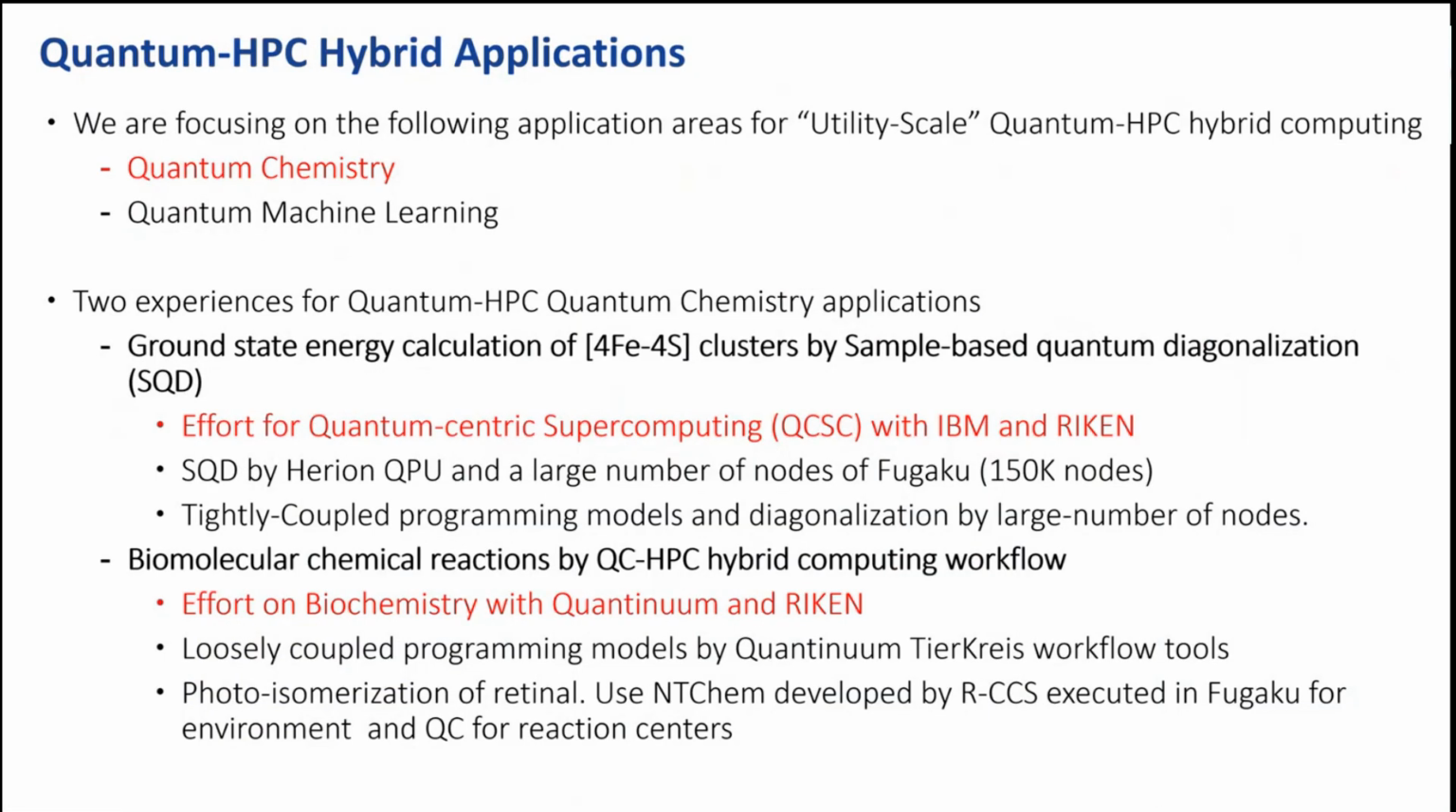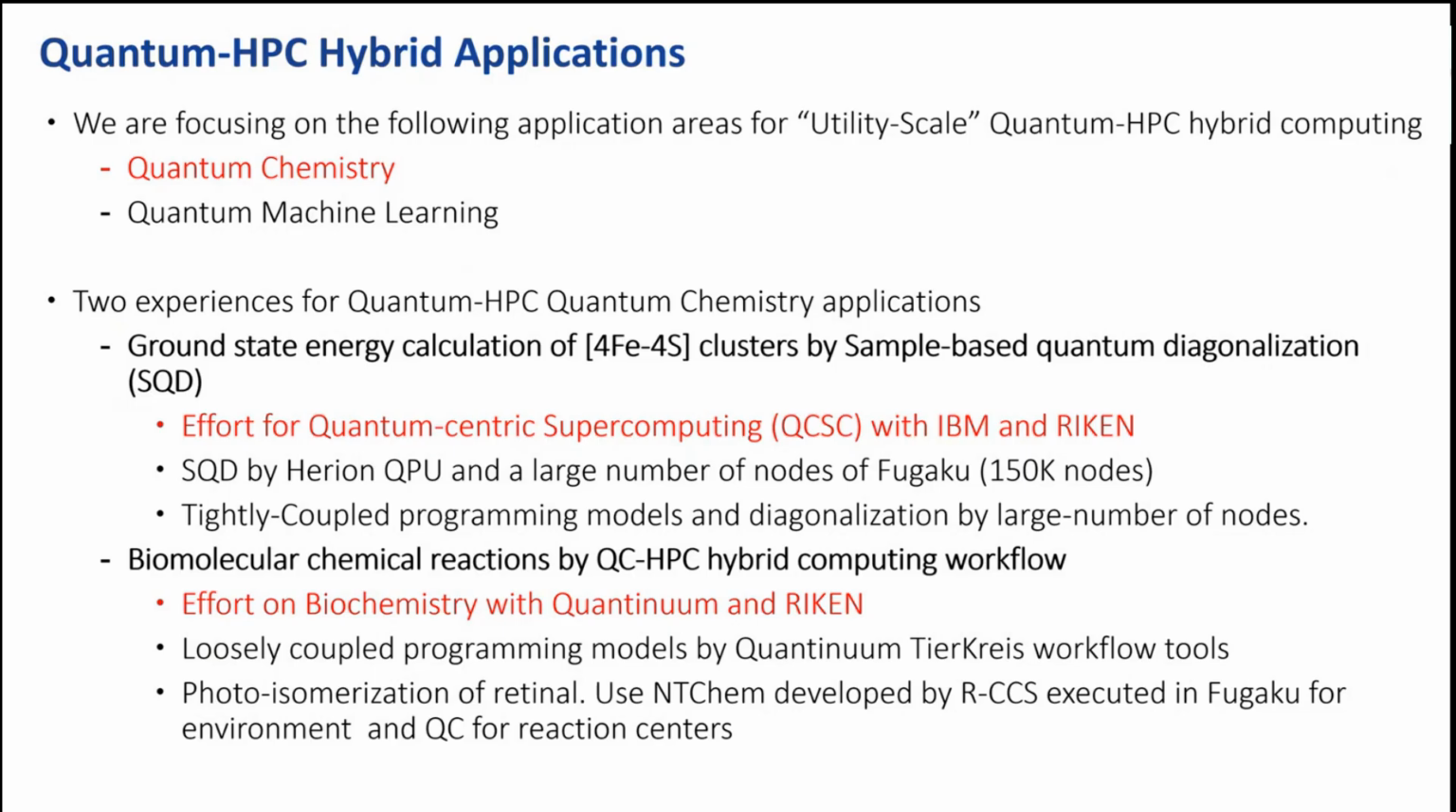I will briefly explain our current HPC quantum applications. We have several applications, but especially focus on quantum chemistry and machine learning. In quantum chemistry, we already have very good application examples developed by the RIKEN and IBM team and the RIKEN and Quantinuum team. The first one is a ground state energy calculation using sample-based quantum diagonalization. The second one is a biomolecular chemical reaction quantum HPC hybrid computing workflow.